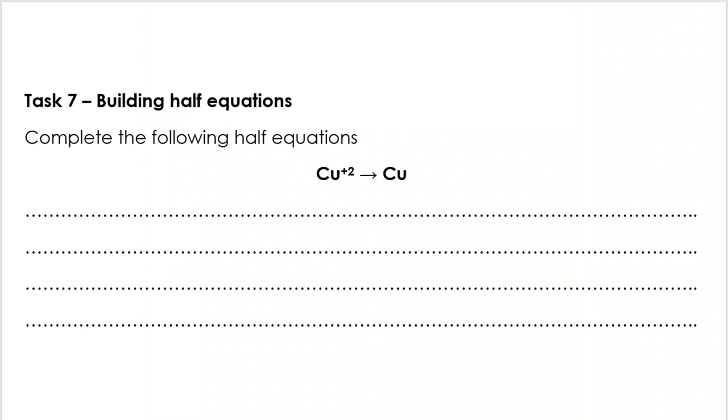So in this first example, my variable oxidation state species, copper, there's one of each, so I don't need to balance. There are no oxygens, there are no hydrogens, so all I need to do is balance the charge by adding electrons.